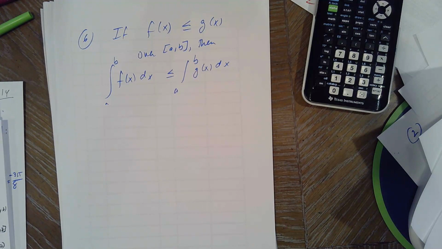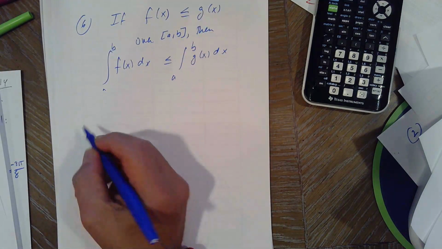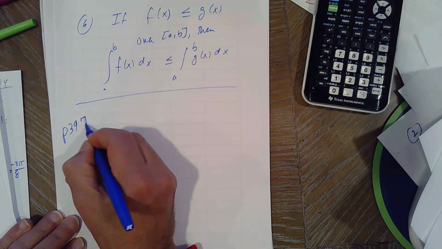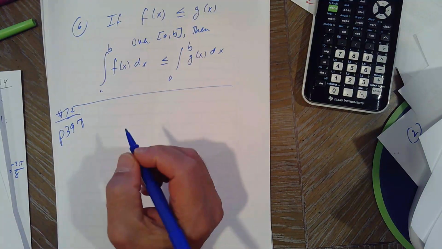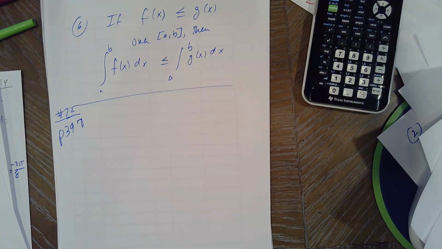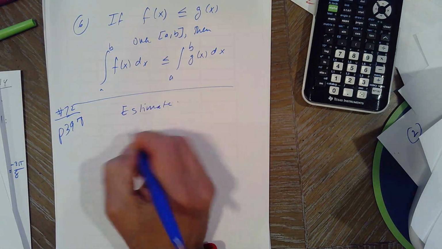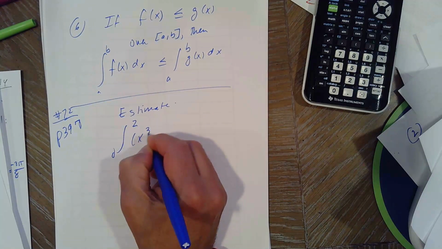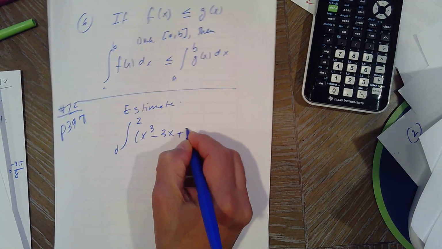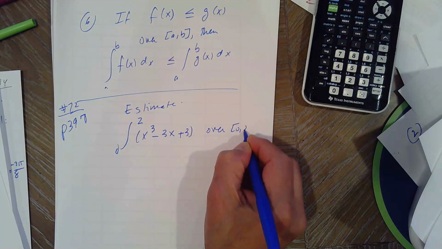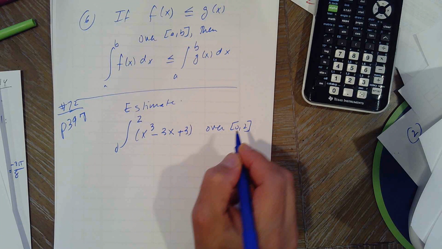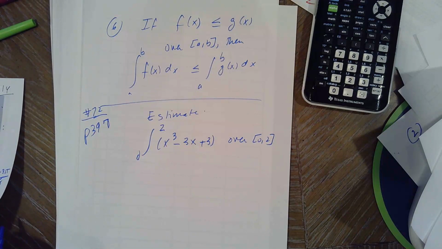Now I want to go over 72 before I finish this, page 397. Number 72, page 397. Use the property 8 of integrals to estimate the value of the integral. So how do we estimate the integral from 0 to 2 of x cubed minus 3x plus 3? Actually, they want us to do property 8, which I just showed you, but I didn't go over here.